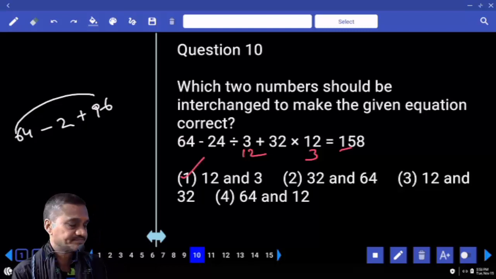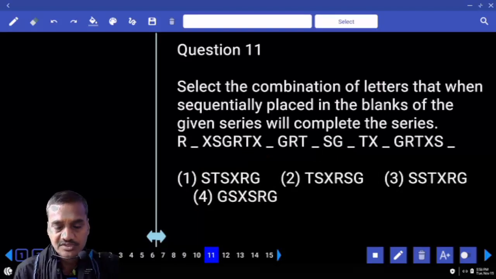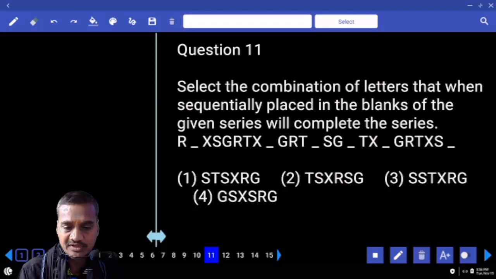Then next one, the 11th one. Now it is based on letter sequence. Now tell me how many elements are there here? 1, 2, 3, 4, 5, 6, 7, 8, 9, 10, 11, 12, 13, 14, 15, 16, 18, 20, 24, 25. Now if you observe here, GRTX, it is here.